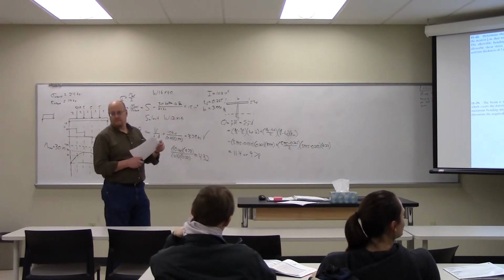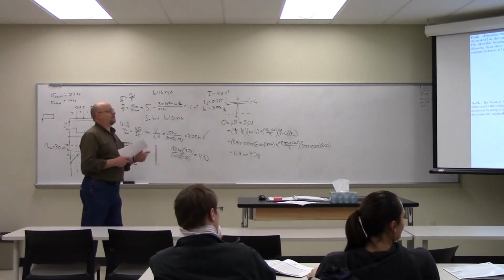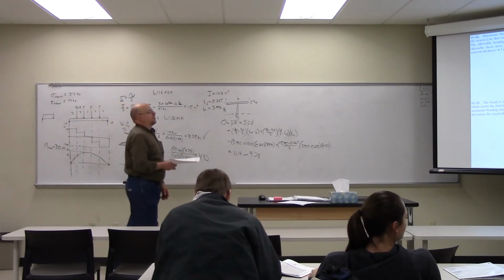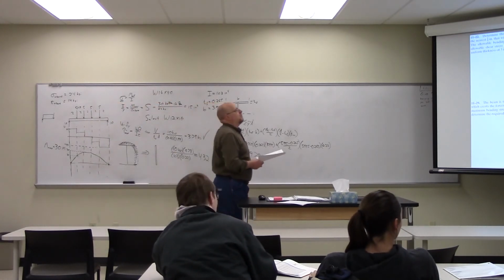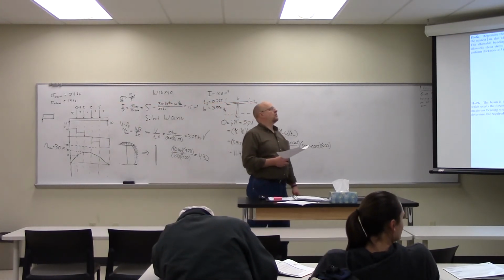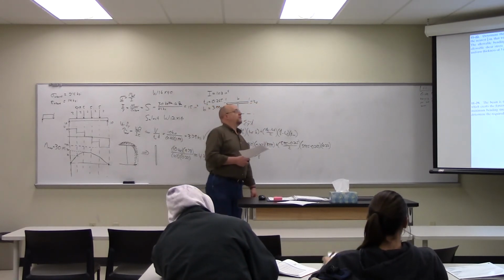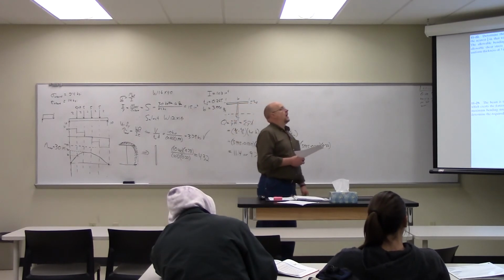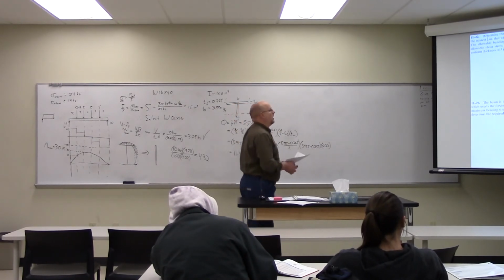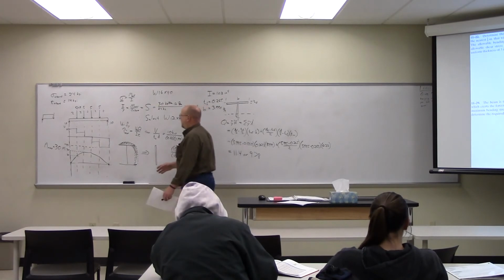All right, so, determine the top one. Determine the minimum height and the minimum depth h of the beam, to the nearest eighth of an inch, that will safely support the loading shown. Allowable bending stress is 21 KSI. Allowable shear stress is 10 KSI.